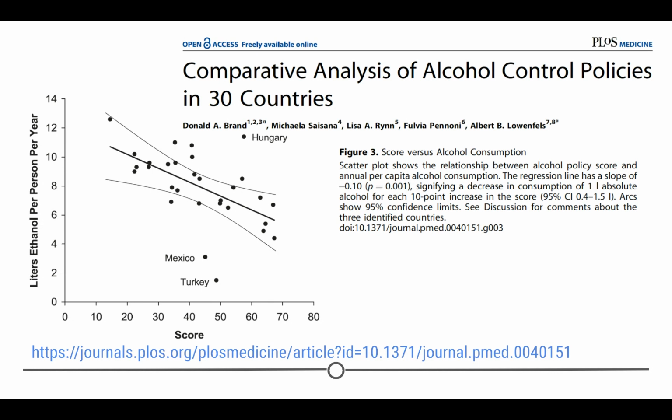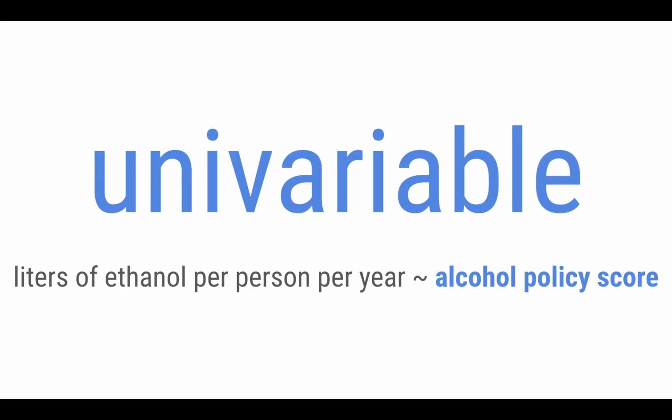Here's another example that we've been looking at, the comparative analysis of alcohol control policies in 30 countries. The association of interest here is the alcohol policy score and liters of ethanol consumed per person per year in each of those countries. And this is one of these scatter plots where we just are looking at 2 variables, score and liters of ethanol. So this is, again, the univariable relationship. We've just got the one dependent variable, the liters of ethanol per person per year, and the one independent variable, alcohol policy score.